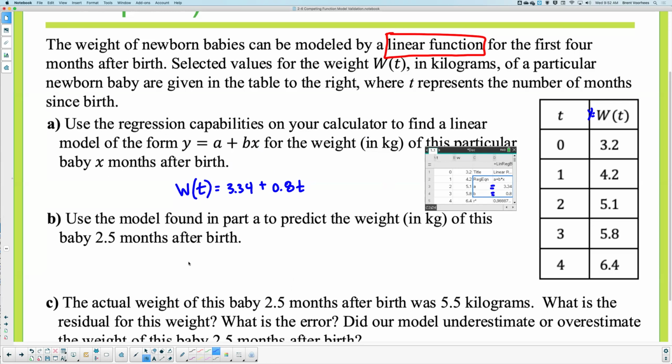Now, part B, use the model found in part A to predict the weight in kilograms of this baby 2.5 months after birth. Okay, what is 2.5 months? Is that a T or a W? That is a T. This is when T equals 2.5.